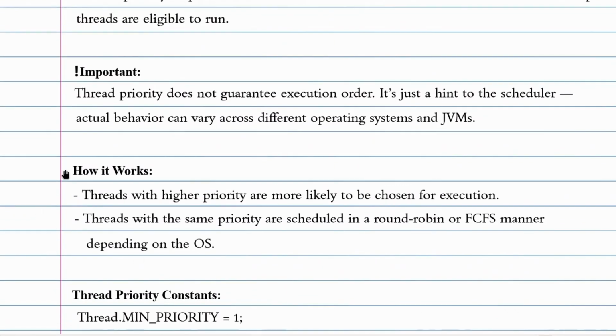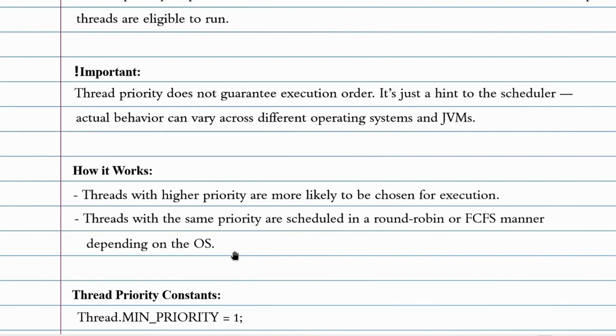Let's see how it works. Threads with higher priority are more likely to be chosen for execution. So the thread which has the highest priority, that is 10, is chosen for execution first. Threads with the same priority are scheduled in a round robin or FCFS, that is first come first serve manner, depending on the OS.